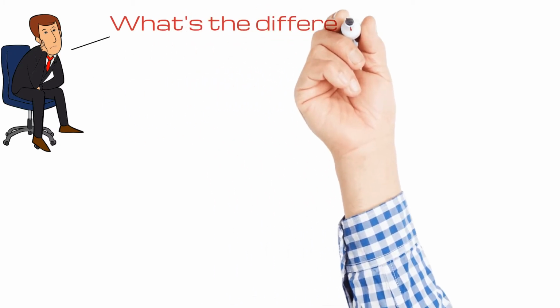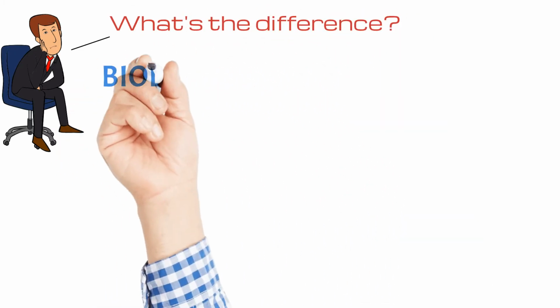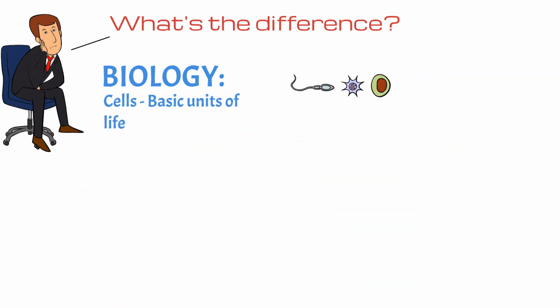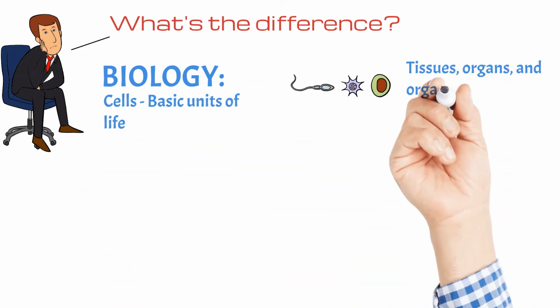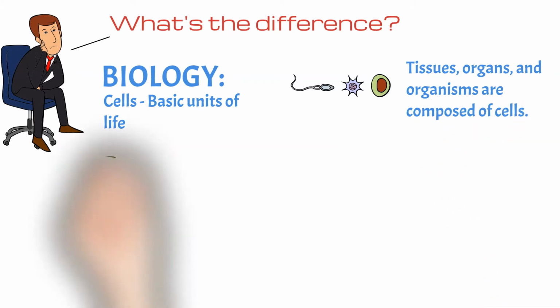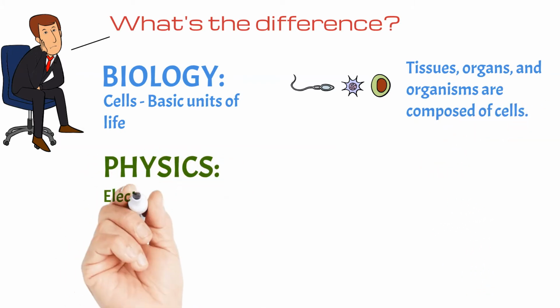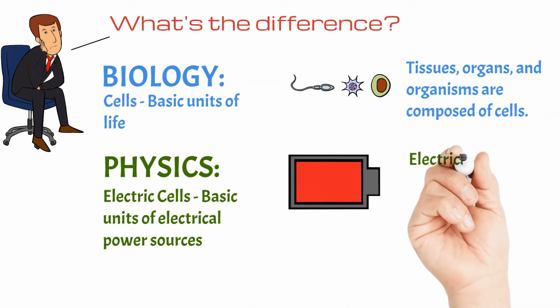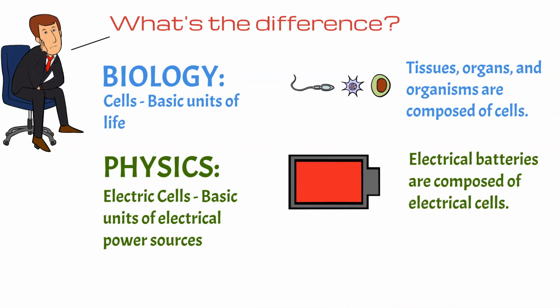So what is the difference between a cell and a battery? Let's take a look at it in terms of biology. Cells are the basic units of life. Tissues, organs, and organisms are all composed of cells. Similarly, in physics, an electrical cell is the basic unit of electrical power. Electrical batteries are composed of electrical cells.